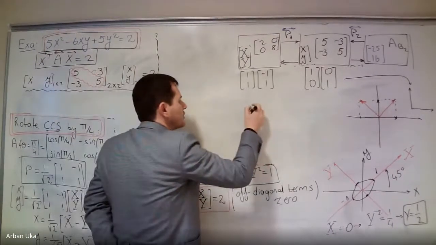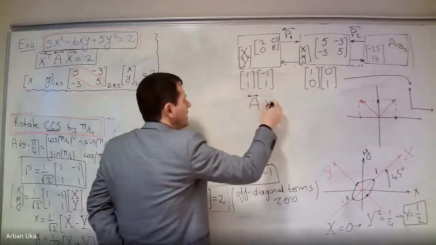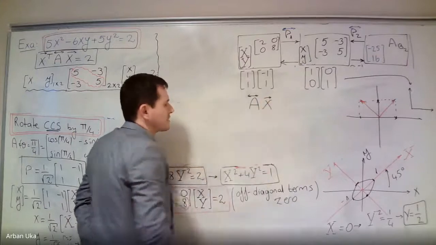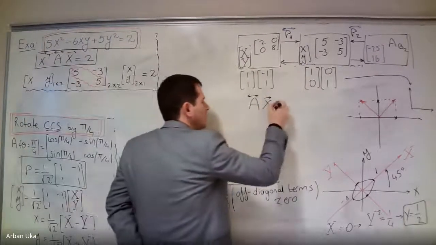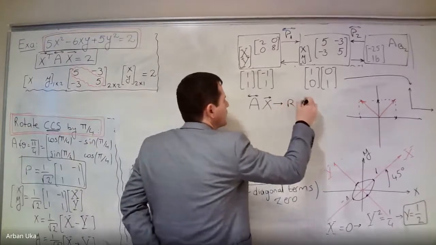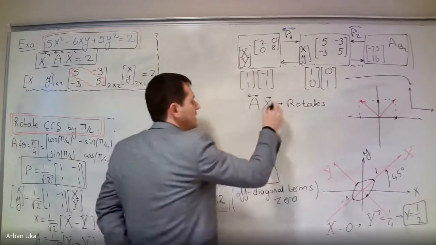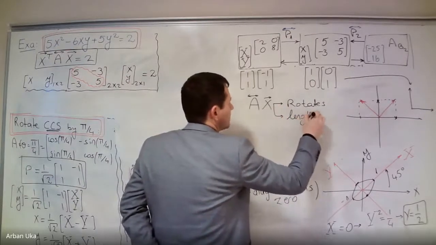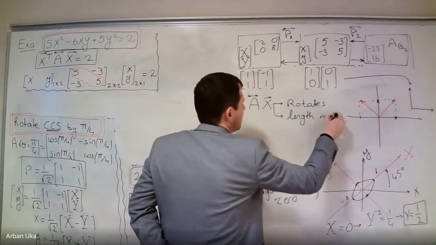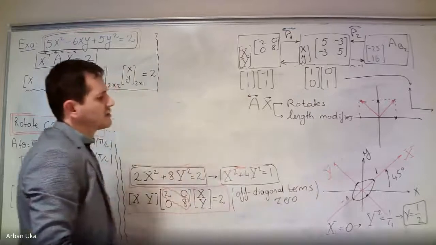I want you to answer one question. We said before that applying any matrix A on a vector x, what does the matrix A do to a vector? The first thing is that it rotates the vector, right? The second thing is that it can change the length. It modifies the length. Would you agree with these?